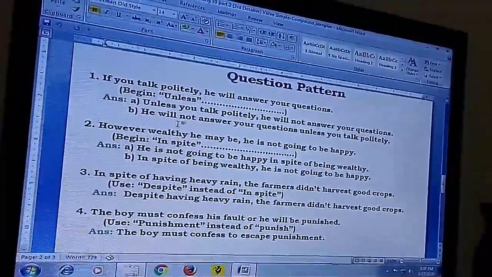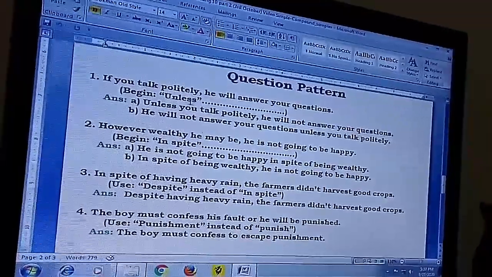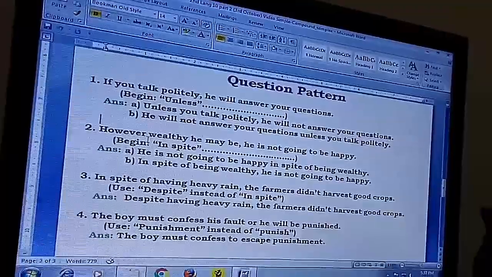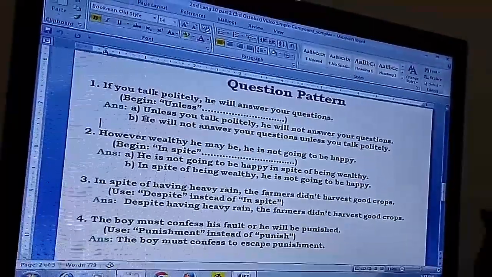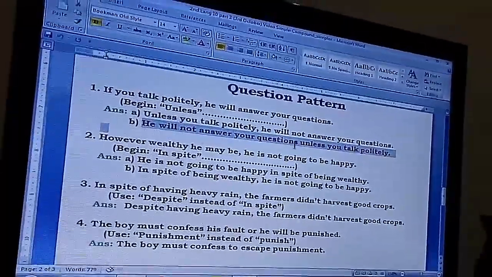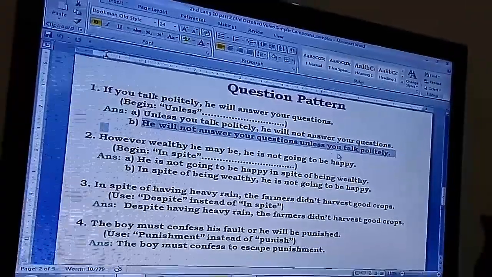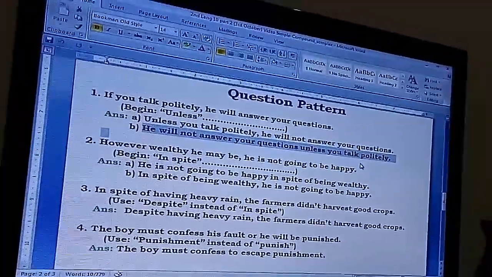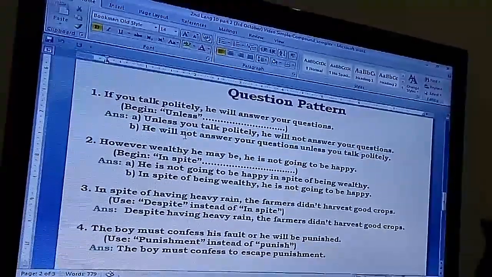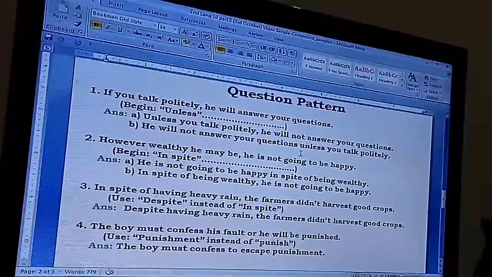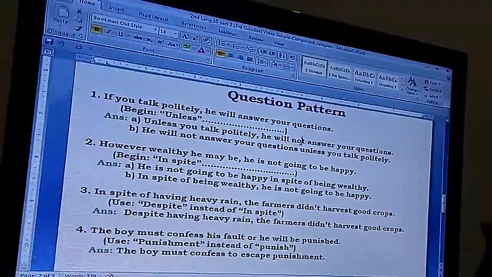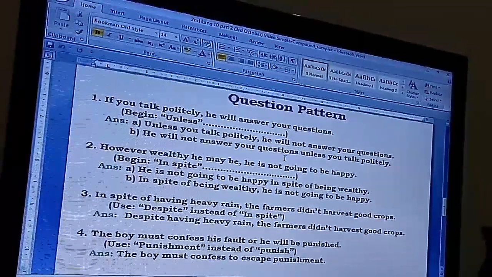But if they say use unless, then you can answer in two forms. Namely, the second form is, he will not answer your questions unless you talk politely. Not here, unless here. Two negatives. Not here, not here. Two negatives.